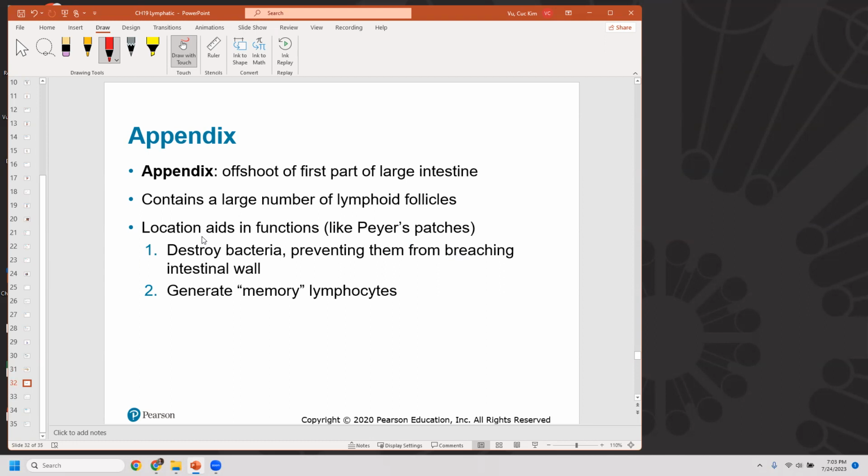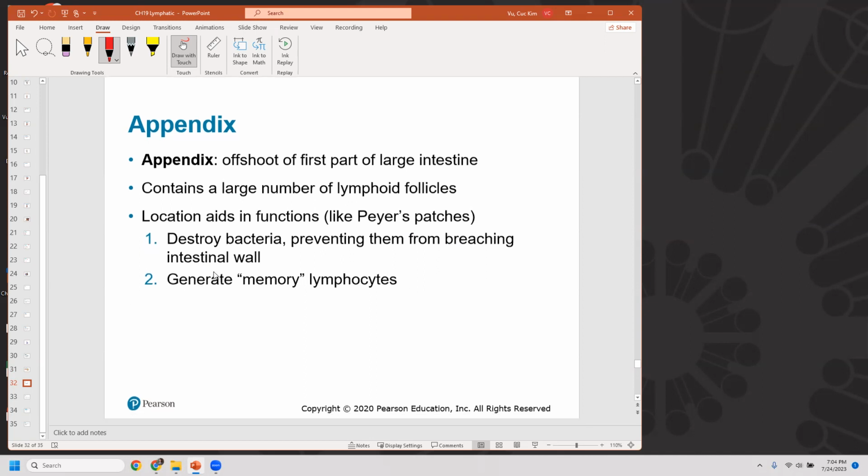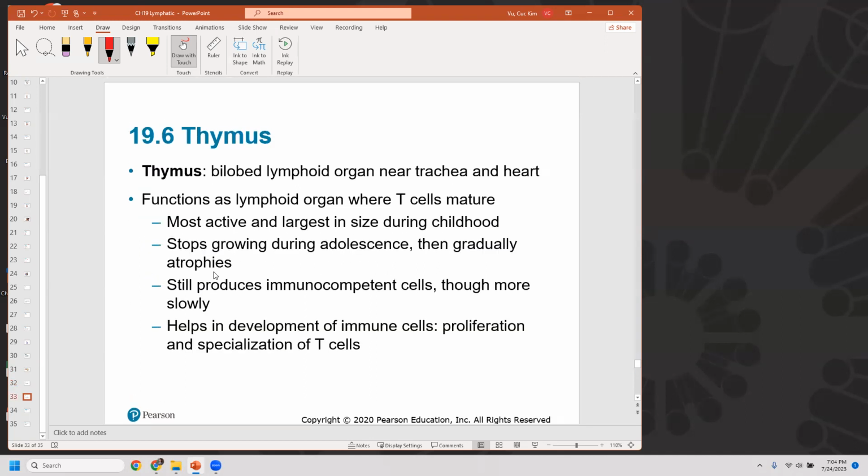The appendix does contain a large number of lymphoid cell follicles, as well as the other MALT organs that we talked about. They're very similar to the Peyer's patches. They're going to destroy bacteria if it's able to penetrate the intestinal wall, as well as create memory cells, which we'll later learn are B cells that produce antibodies. And that's what memory cells are. Okay, so those were the MALTs.